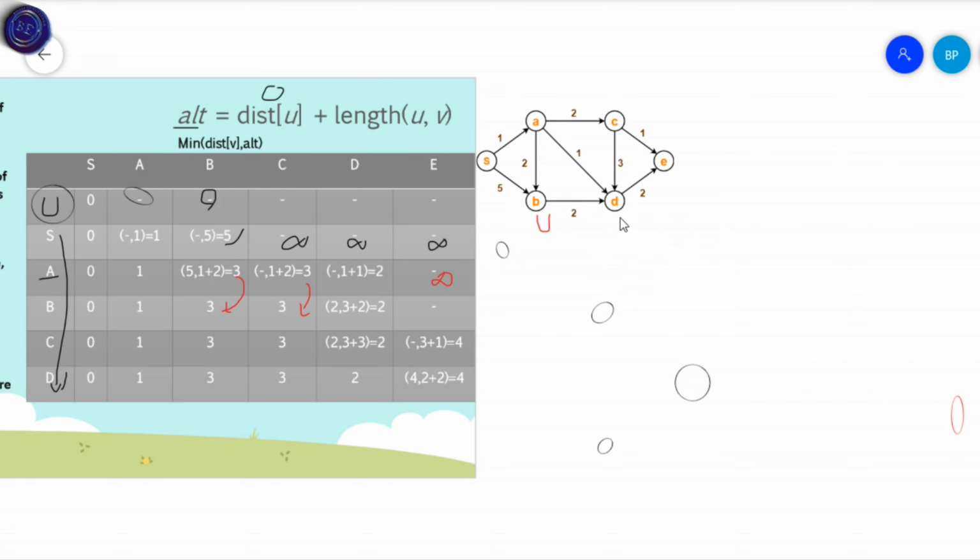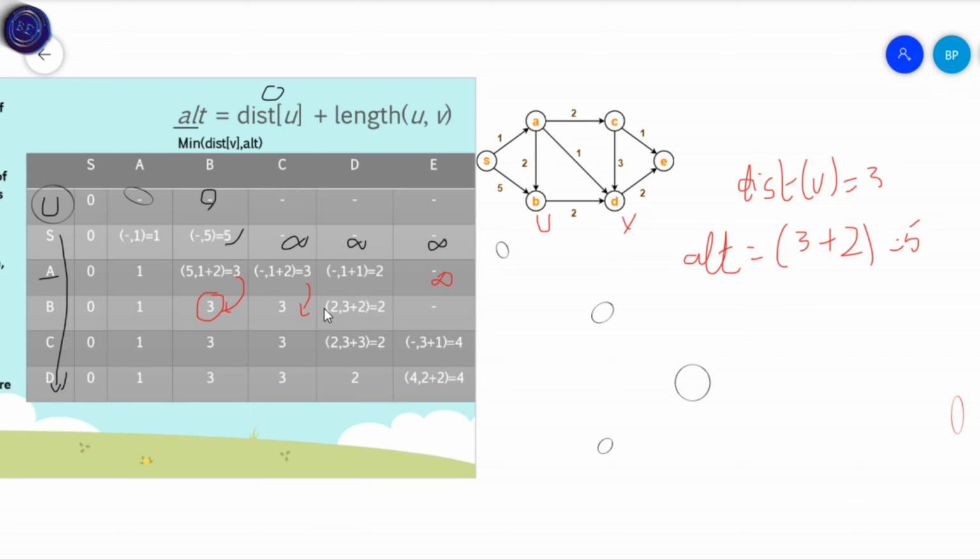So we are going to find the distance. The distance of U is, what is the distance of U? It is 3. So the distance of U is equal to 3. Now we are going to find the alt value. Alt is equal to, what is the distance of U? 3 plus the distance between B and D, that is 2, that equals 5.